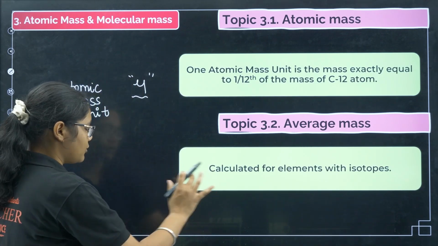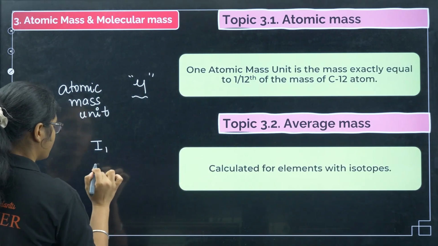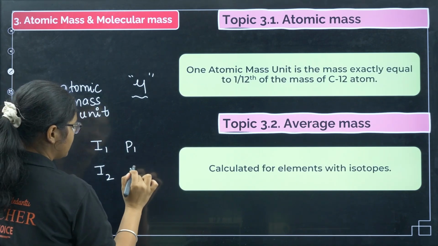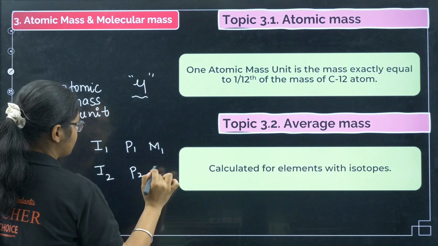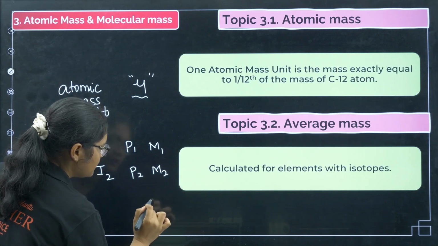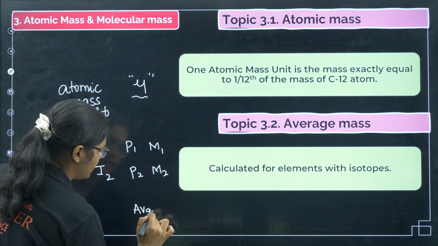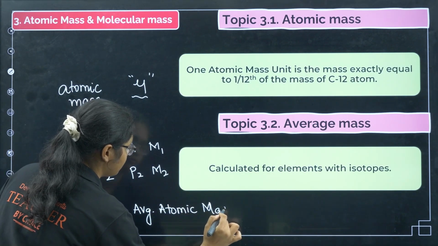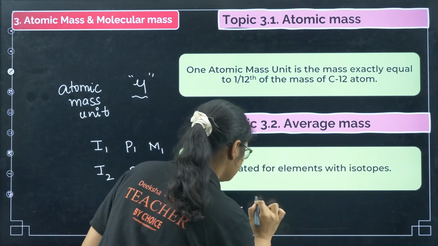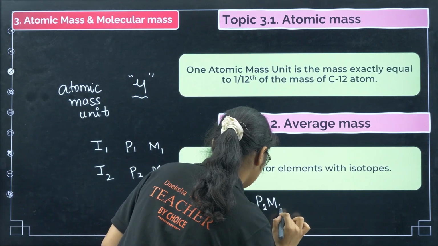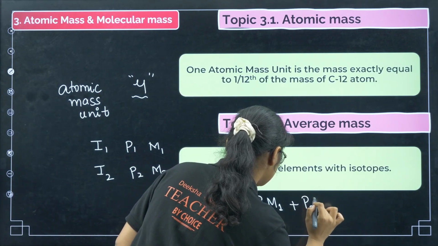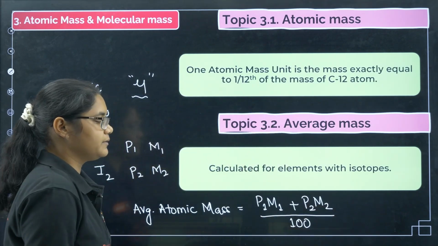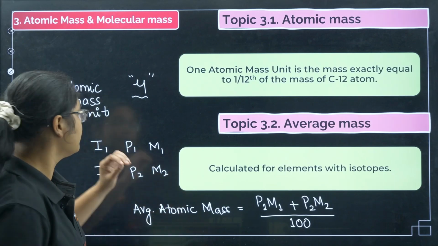What is the formula here? Suppose you have isotope 1 and isotope 2. The percentage of isotope 1 is P1 and of isotope 2 is P2. The mass of isotope 1 is M1 and of isotope 2 is M2. So what is the average atomic mass formula? Average atomic mass equals (P1 M1 plus P2 M2) divided by 100.